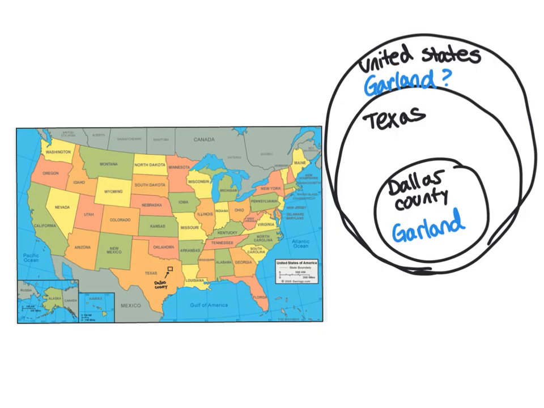No, I cannot. Because if I wrote it in this section, I would be saying that Garland is outside of Texas and that Garland is outside of Dallas County. If I want to indicate that Garland is inside Dallas County, I need to put it inside the Dallas County circle, which is already inside the Texas circle and inside the United States circle. So this is the only location where it is okay to put Garland, because Garland is inside Dallas County. And that's what you see on the map right there too, right?